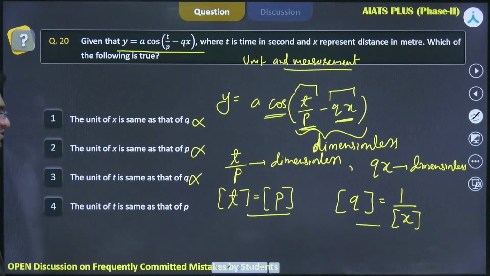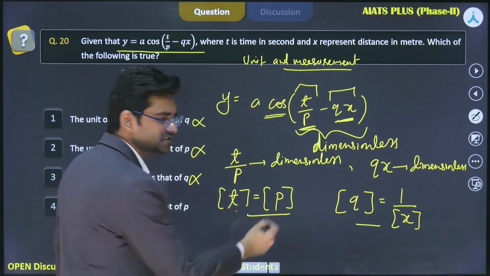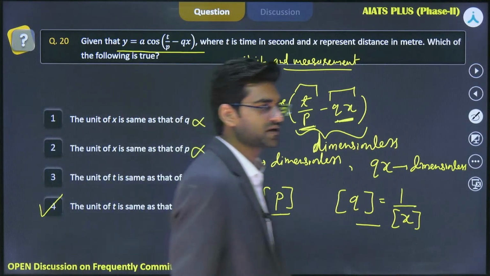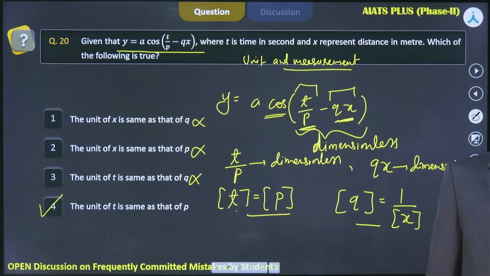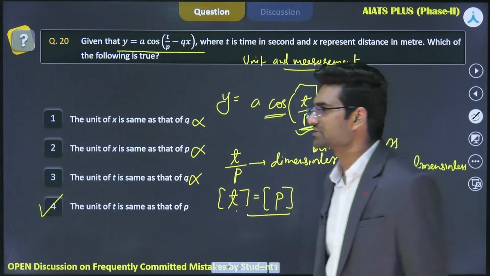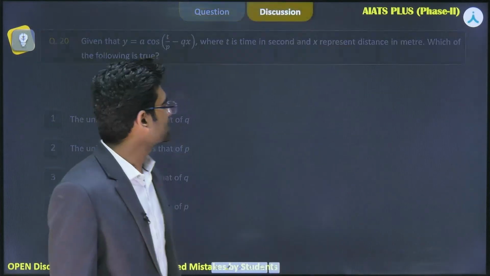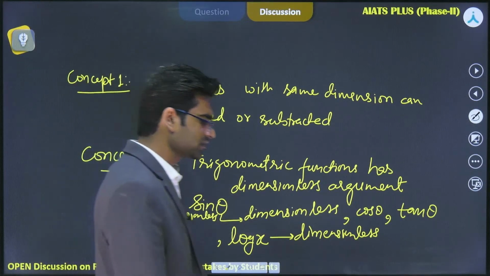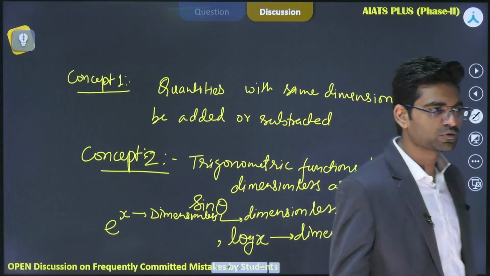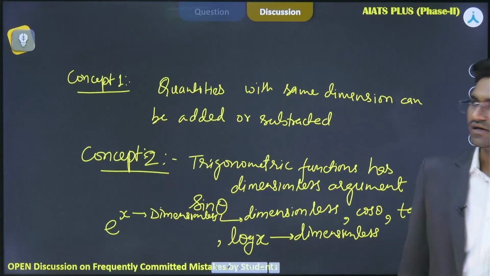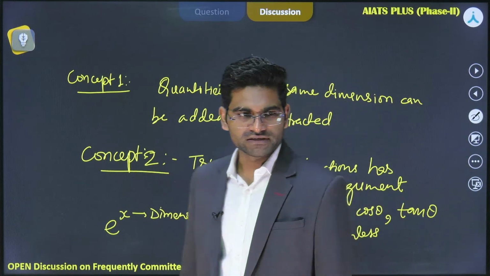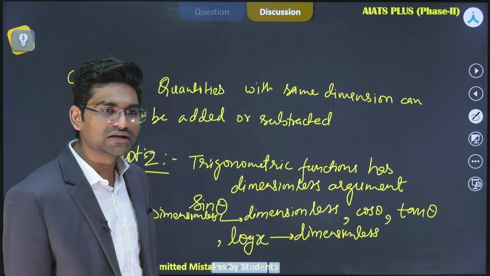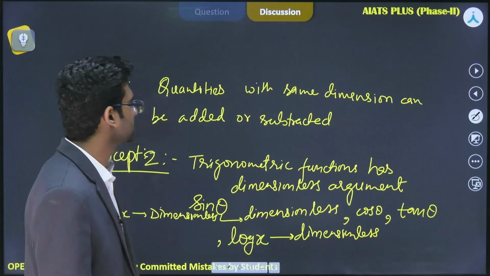The unit of t is same as that of p. That is correct, and option 4 is correct. So that's how you do analysis of dimensions. There are two concepts which I have taught you. One is that quantities with same dimension can be added or subtracted. One more concept is that quantities with different dimensions can be multiplied or divided, but they cannot be added or subtracted.